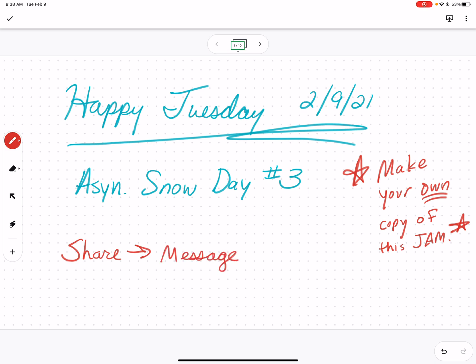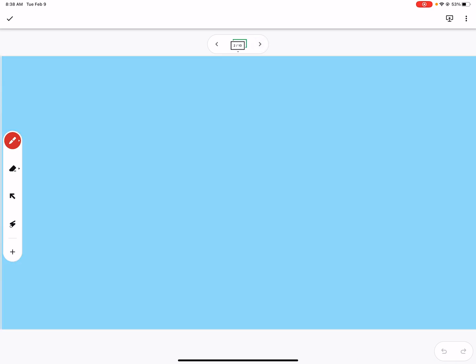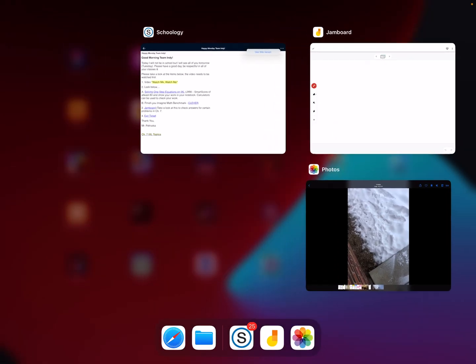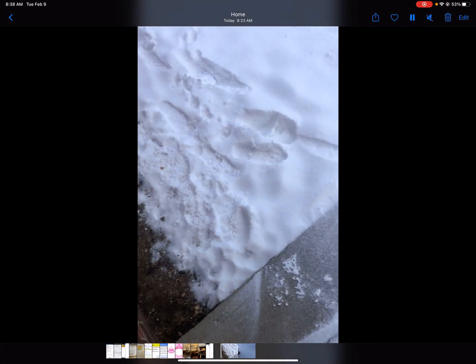So let's move along. So very first thing is a blank page. With that blank page, I'm going to pull up a video here, and I'm going to show you it, and then we'll go through it.